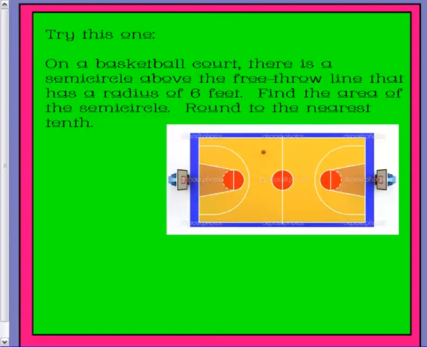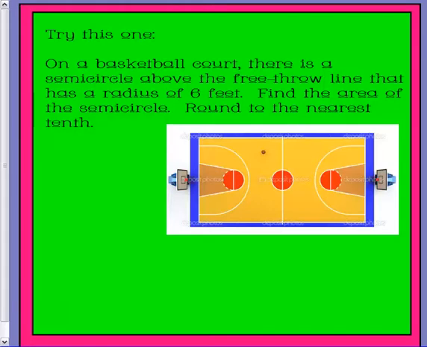All right, try this one. On a basketball court, there is a semicircle above the free throw line that has a radius of 6 feet. Find the area of the semicircle, round to the nearest tenth. I'll be back in just a second to show you the answer. Make sure you have a red pen so you can check your work.